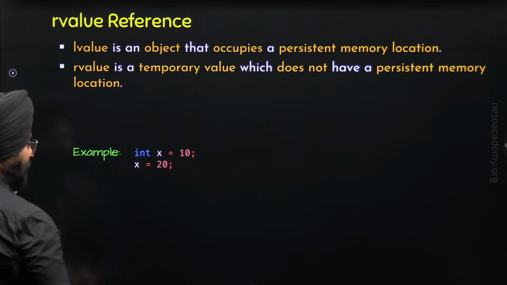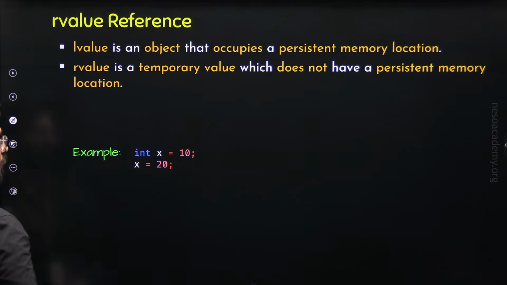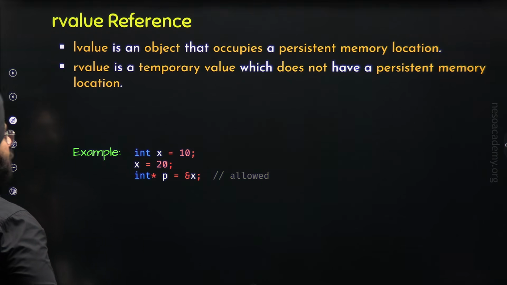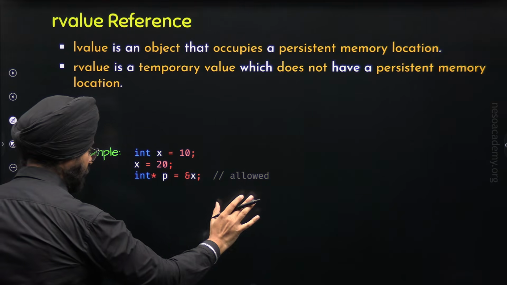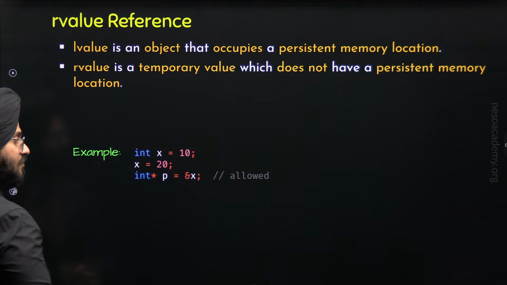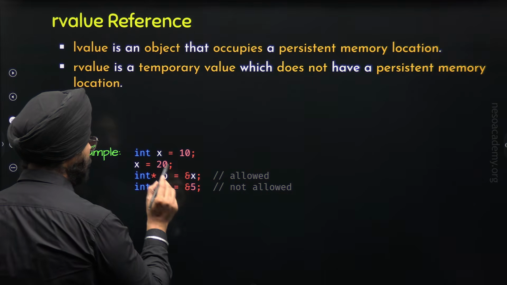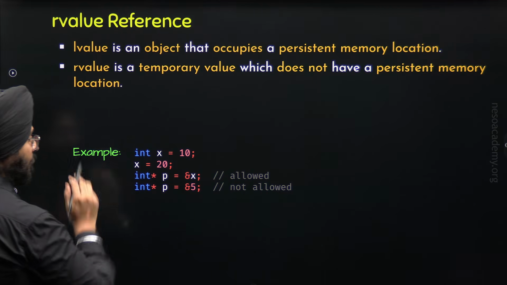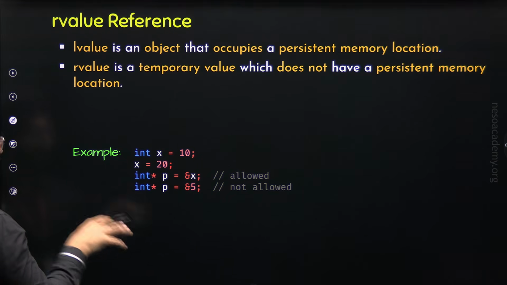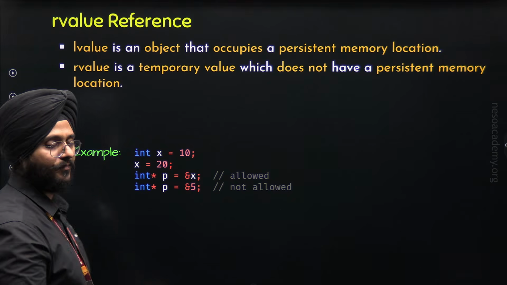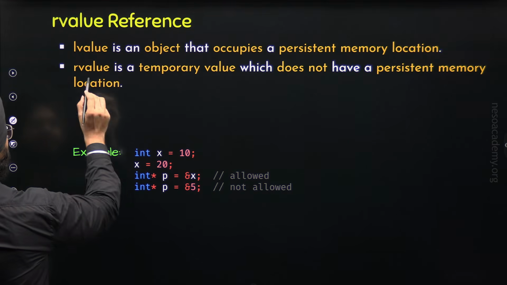Here we have this expression and we can observe that x is an lvalue and 20 is an rvalue. Here if we want, we can store the address of x in the pointer p. This is allowed in C++. We can use ampersand for this purpose. But we cannot do something like this. We cannot store the address of value 5 in the pointer p. This is an rvalue. We cannot access the address of the memory of this specific value. So with this, we have learned the difference between lvalue and rvalue.